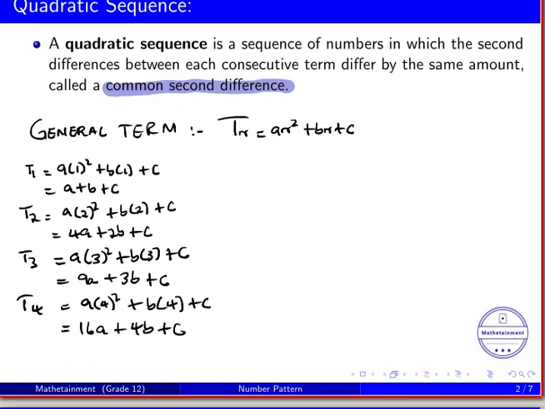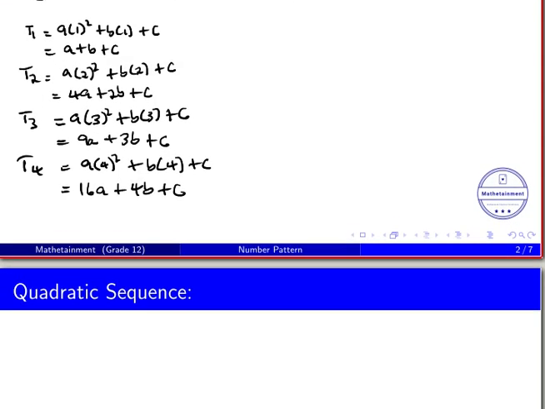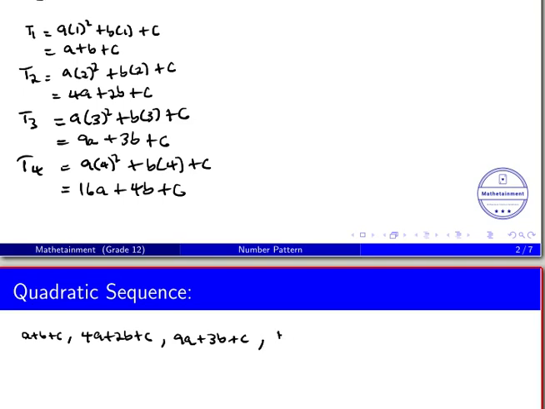So here is my quadratic sequence. It has term number 1, term number 2, term number 3, term number 4. My term number 1 is a + b + c. My term number 2 is 4a + 2b + c. My term number 3 is 9a + 3b + c. And my term number 4 is 16a + 4b + c.